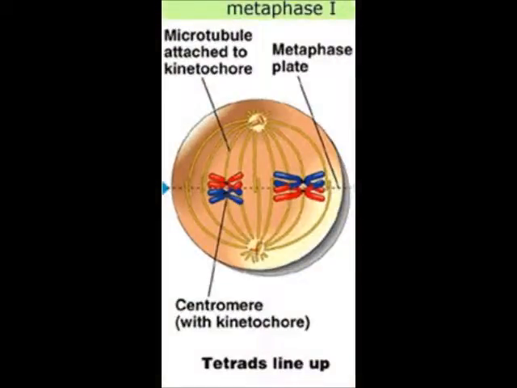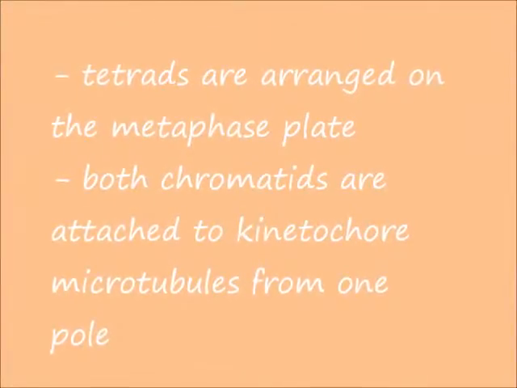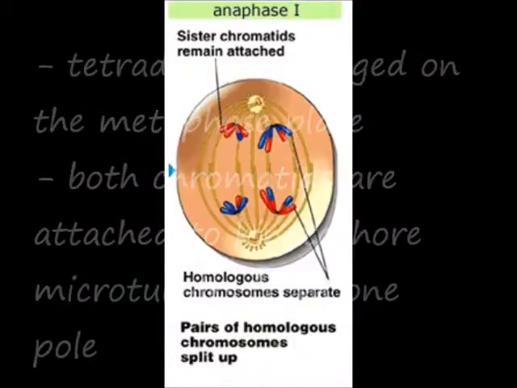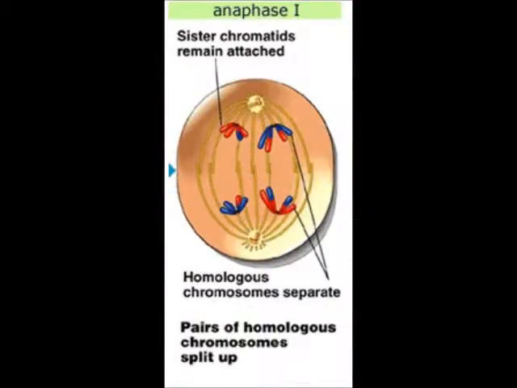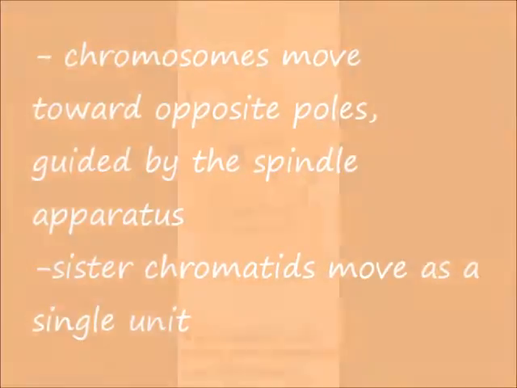Next is metaphase 1. Tetrads are arranged on the metaphase plate. Both chromatids are attached to kinetochore microtubules from one of the poles. Next is anaphase 1. Chromosomes move toward the opposite poles with the help of the spindle apparatus. Sister chromatids still move as a single unit.